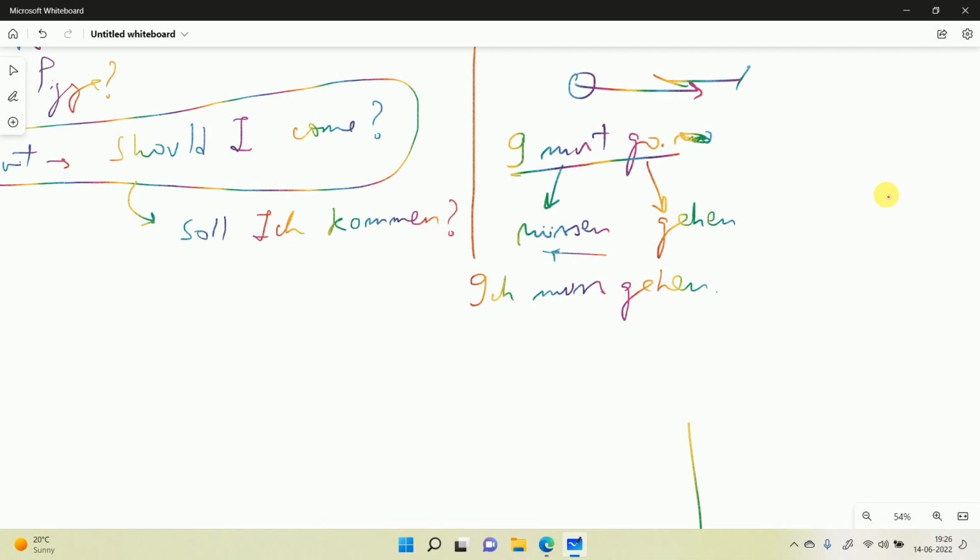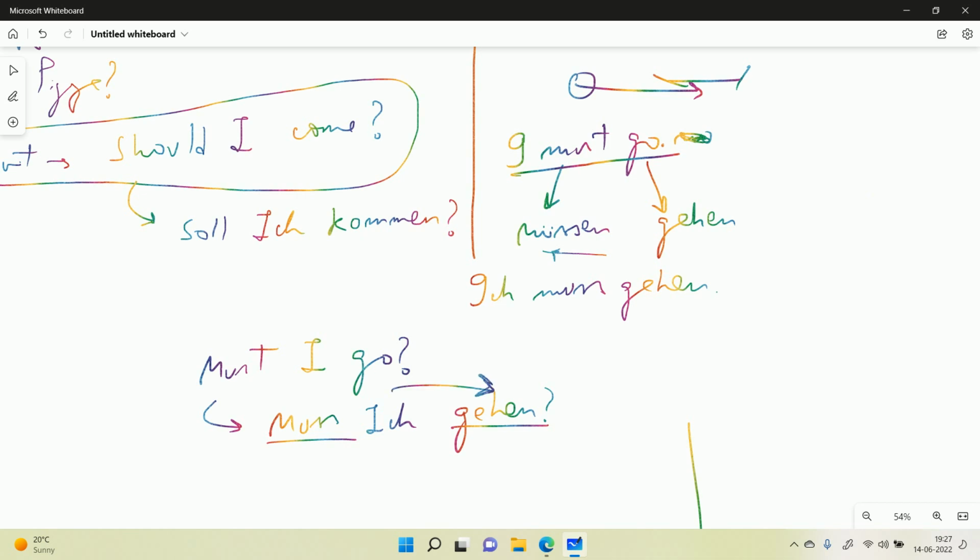If I go with the same lines and I create a Frage, I make a question. Must I go? Must I go? Right? So it becomes muss ich gehen. Right? The same logic. Because the modal verb is in the picture, the main verb, the regular verb, is kicked out to the last position. Right? I'll give a few more examples.